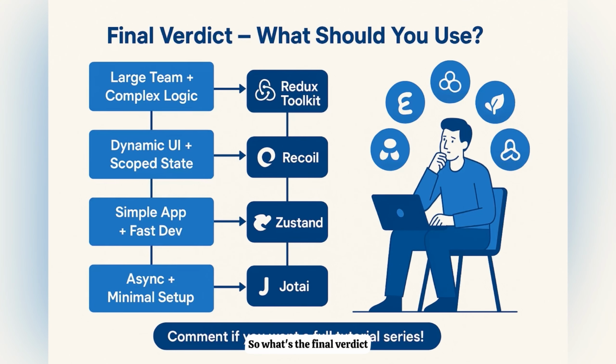So what's the final verdict? There's no one-size-fits-all answer. Redux gives you power and scale. Zustand gives you speed and simplicity. Recoil offers reactivity with structure. And Jotai provides minimalism with async-first thinking. Choose what fits your app's scale, your team's workflow, and your personal coding philosophy.